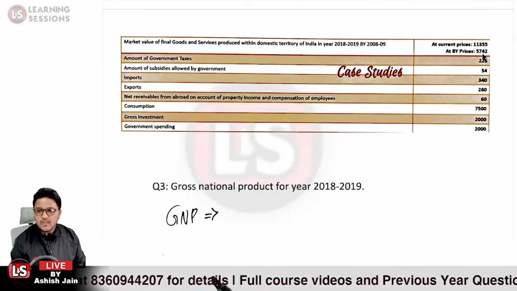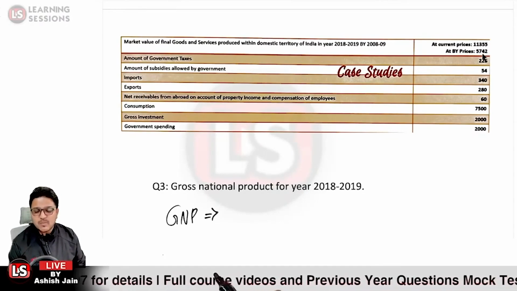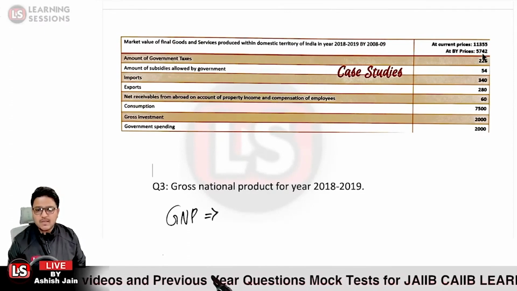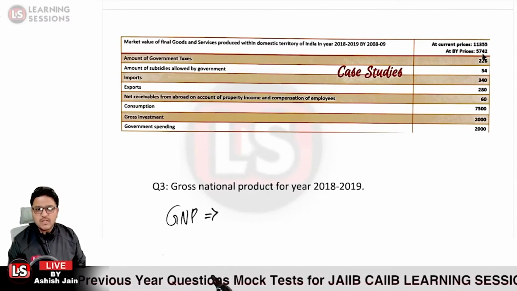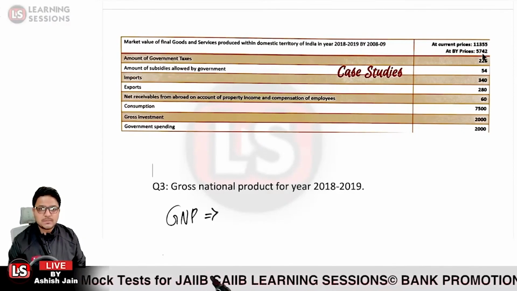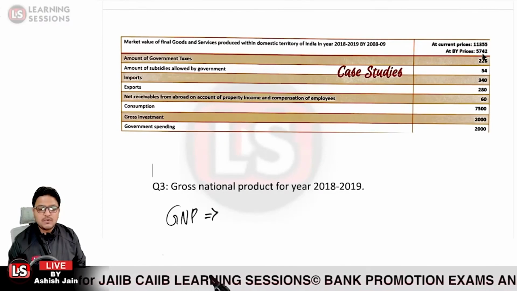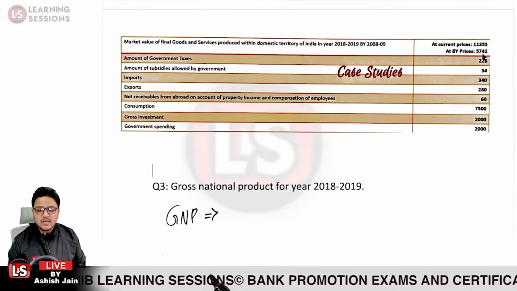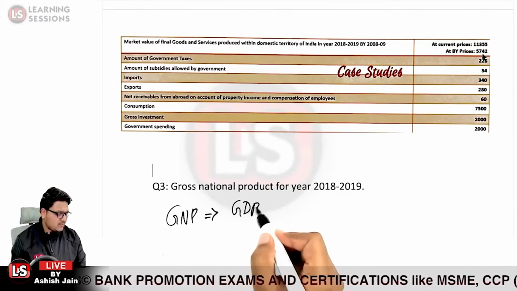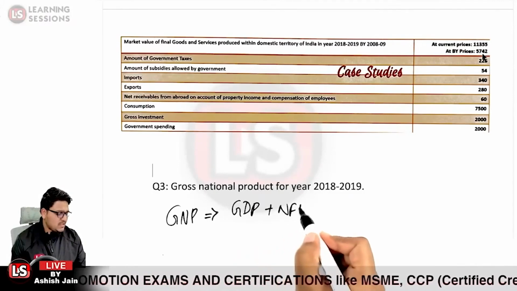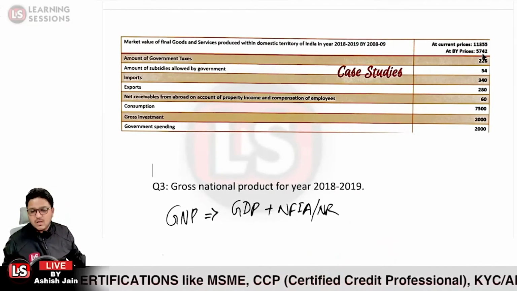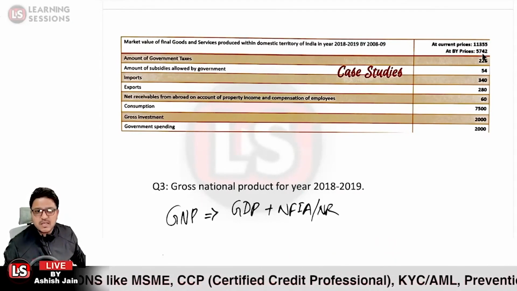And I already told you, whenever the question is silent about the market prices or the constant prices, you will be considering the market prices only. So question number 3, we need to calculate the gross national product for the year 2018 and 19. That is equal to GDP plus NFIA, that is GDP plus net factor income from abroad, or we can say net receivables in this particular case.